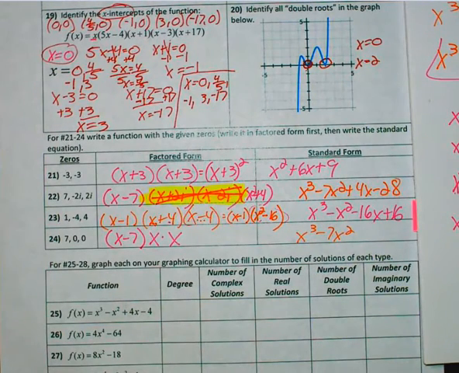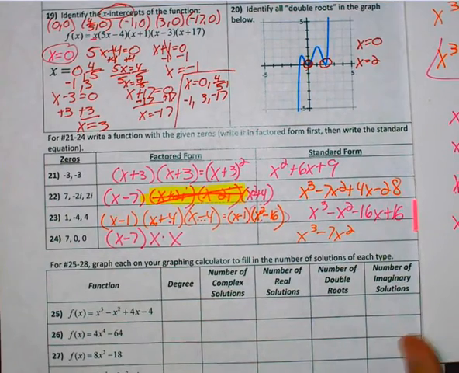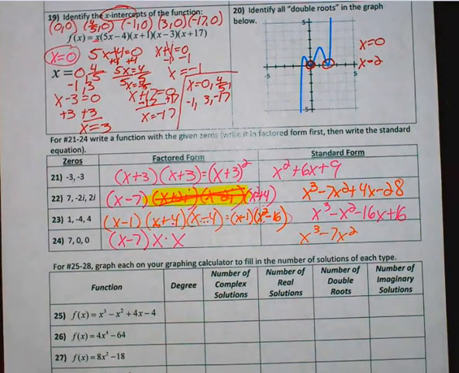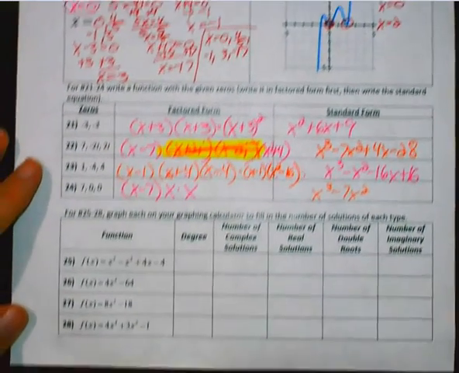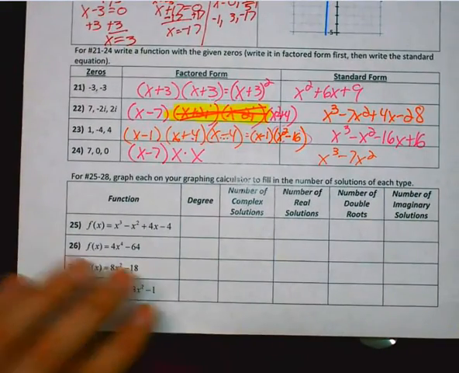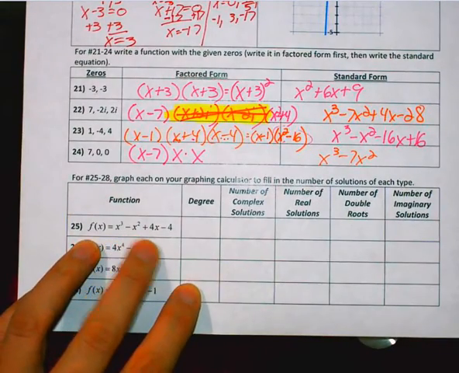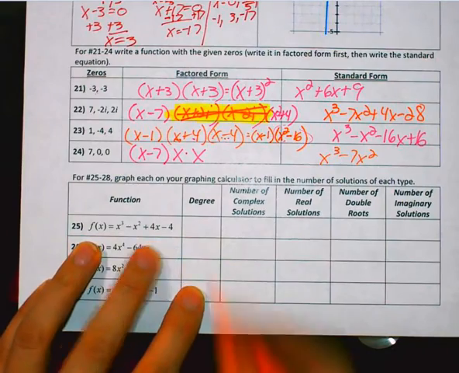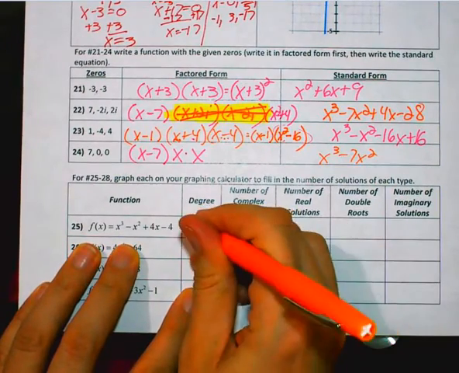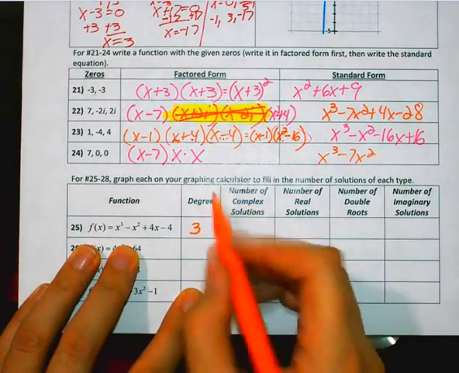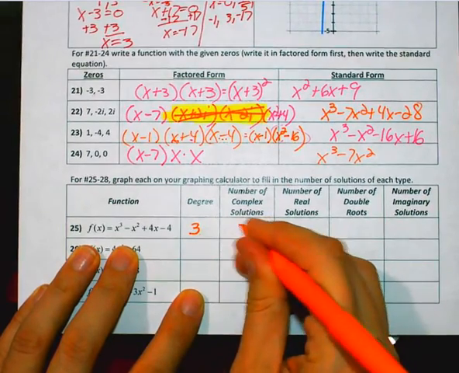All right, let's take a look at another one. It says graph each on your graphing calculator and fill in the number of solutions and each type. Okay, so the first one, f of x equals x to the third minus x squared plus 4x minus 4. So it wants to know the degree. Well, the degree is also going to be the same number of complex solutions.